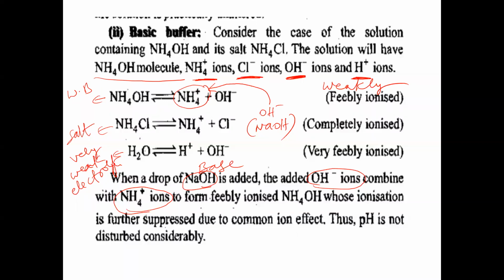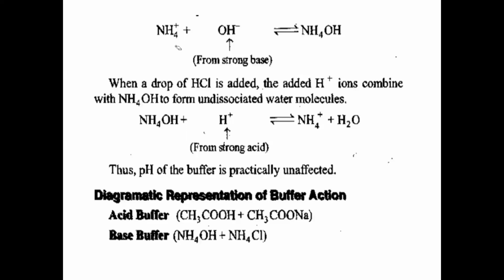So two types of buffers we discussed so far: acidic buffer and basic buffer. Now the next one. Here, the NH4+ ions are coming from the weak base NH4OH. Now from the strong base NaOH, OH- is coming. These OH- ions will combine with NH4+ to form NH4OH, which is a very weak base.